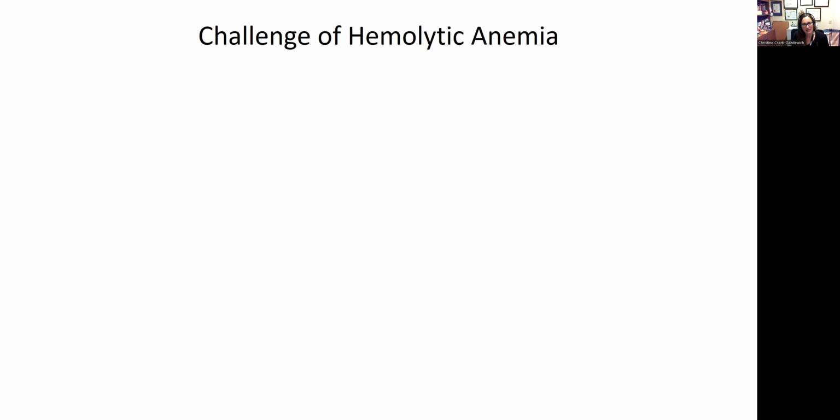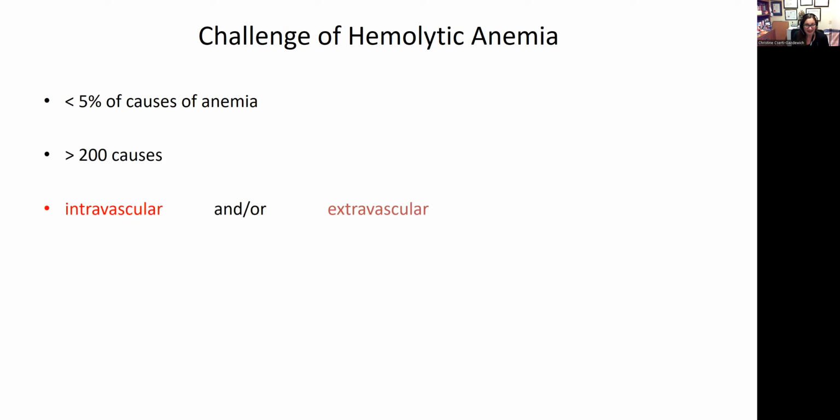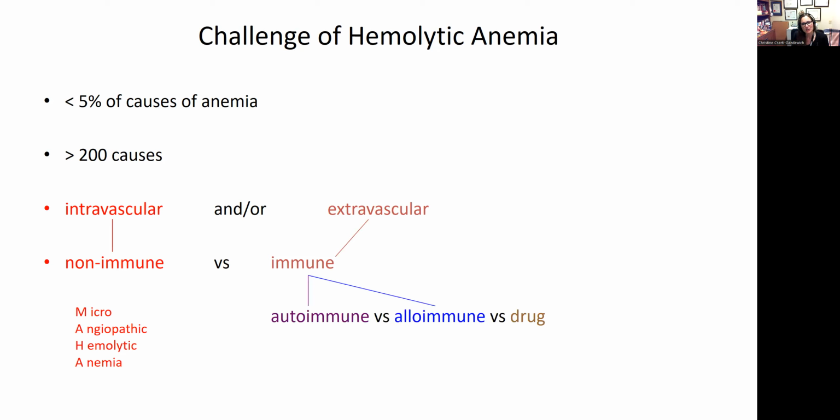Now, the challenge of hemolytic anemias is that they're uncommon, but that there's many ways to hemolyze. Our way to organize this is: is it intra- or extravascular? Intravasculars are non-immune events and extravasculars are immune events, generally speaking. Typically, intravascular hemolysis will look like broken red cells, and we call that MAHA in our technical language, so microangiopathic hemolytic anemia. Extravascular hemolysis, usually immune-mediated, breaks down into auto versus allo versus drug.